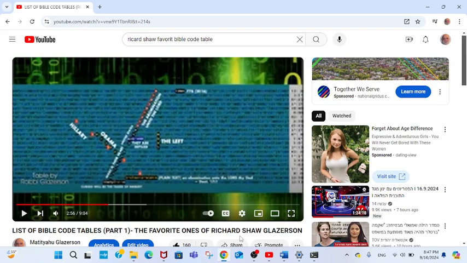All table, one of which is one of the favorite ones of Richard Shaw Glazerson. So interesting to see this and really why Richard Shaw likes this table, and he said it's one of the most favorite that he saw. So let's just see really what is behind this table.